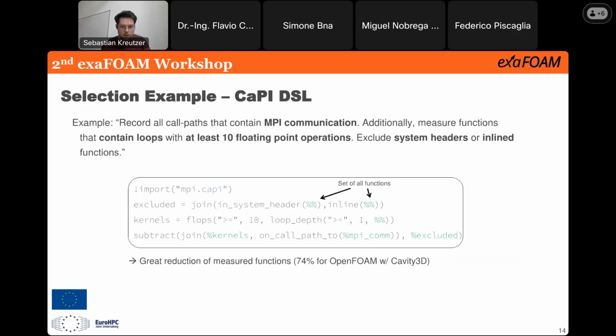I want to give a quick example here. For example, one use case is you want to record callbacks that contain MPI communication, and also kernels that can contain loops with a minimum number of floating point operations, but you want to exclude system handlers or inline functions. And with CAPI, you get this DSL where you can specify this. And this leads to a great reduction of measured functions while still retaining the hotspots in the code. I won't get into the details of the DSL now, but that's the basic idea.